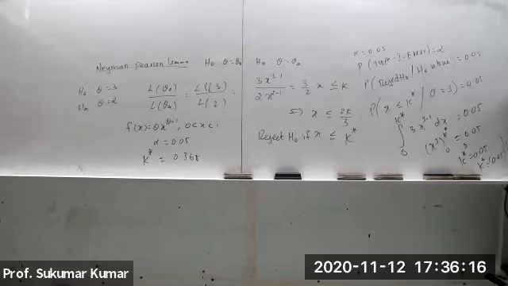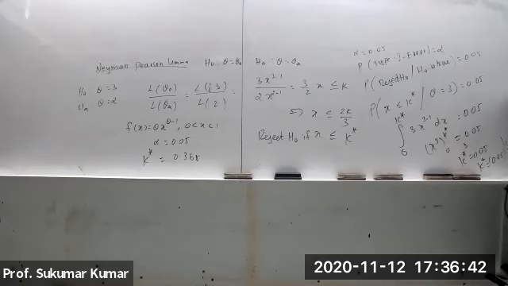Find the most powerful test, that is the best critical region, with a sample size n equal to 16 and a significance level alpha equal to 0.05.